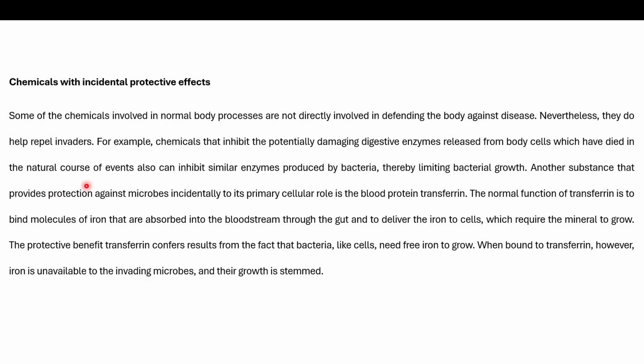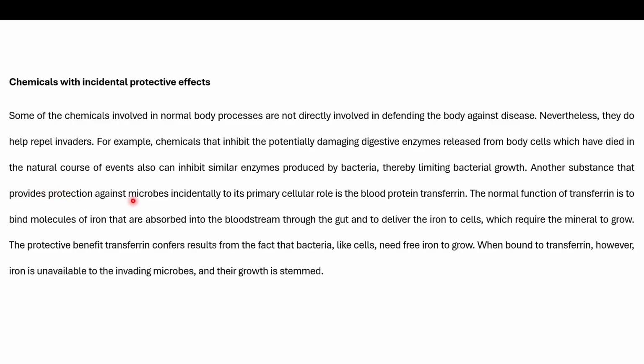Then there are chemicals which are involved in normal body processes but are not directly involved in defending the body against any pathogenic attack or diseases. However, they do help in repelling the pathogens. How? There are chemicals that can inhibit the potentially damaging digestive enzymes released from body cells which have died in the natural course of events, and these can also inhibit similar enzymes produced by bacteria, hence limiting bacterial growth.